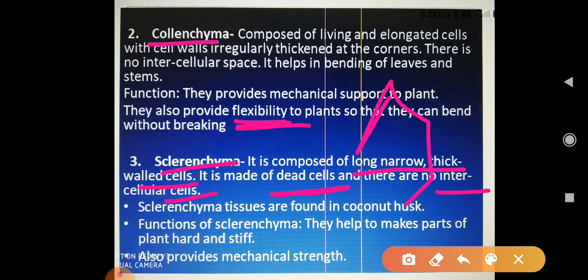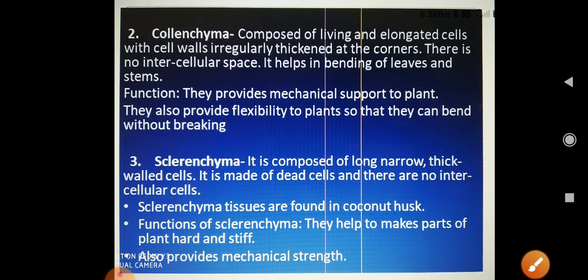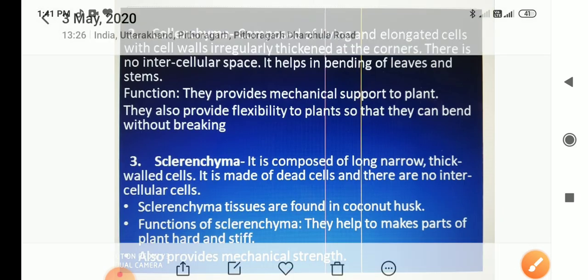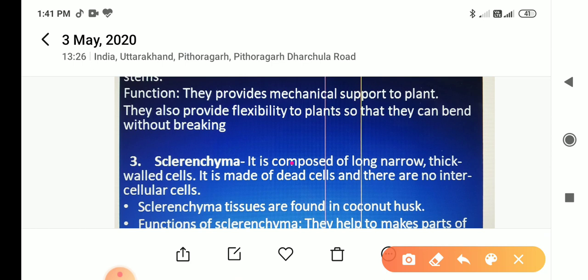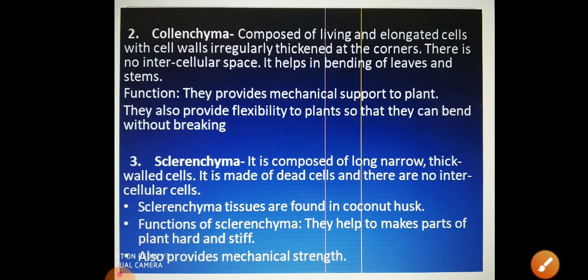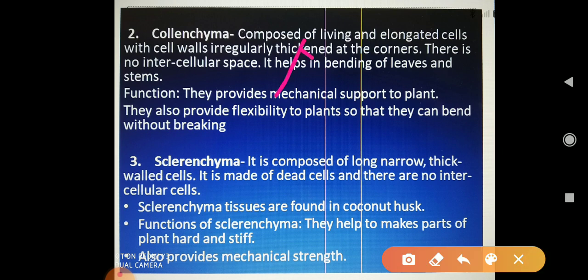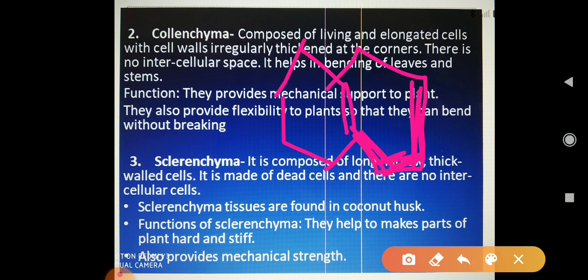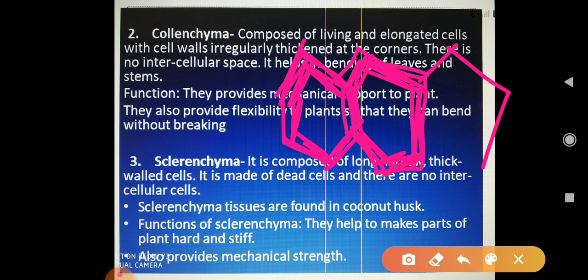You can see these are hexagonal like this, but the walls are too much thickened. These walls have deposition, so that they become very strong, and this tissue provides mechanical strength to the plant like this. Is it okay?